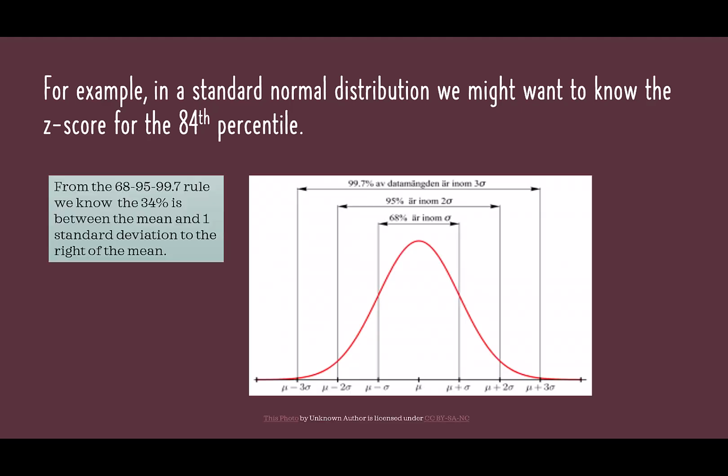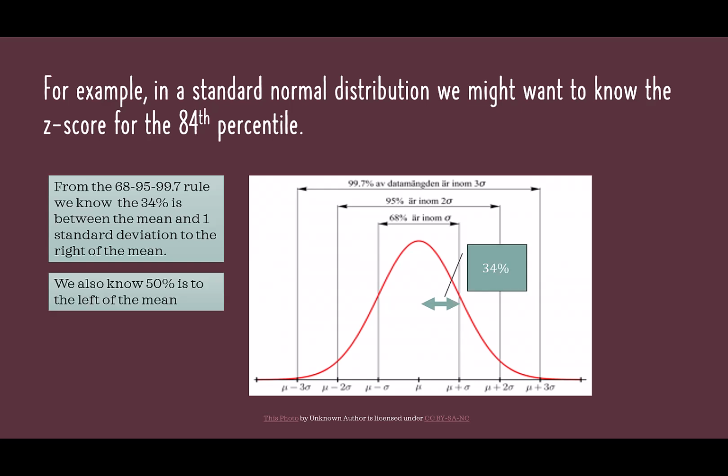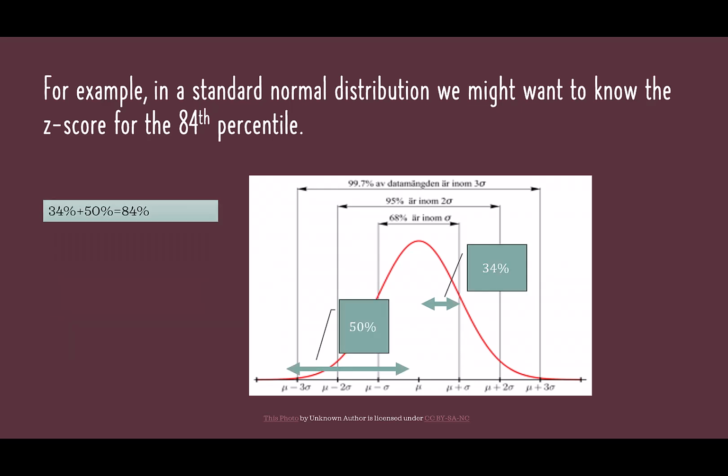From the 68, 95, 99.7 rule, we know that 34% is between the mean and one standard deviation to the right of the mean. We also know that 50% is to the left of the mean. When we add 34% and 50%, we get 84%, which shows us that our z-score is equal to 1.